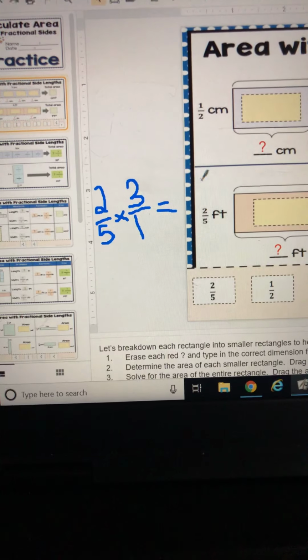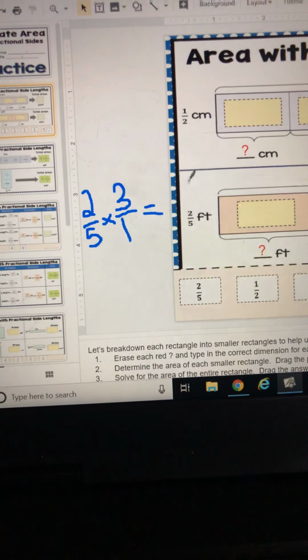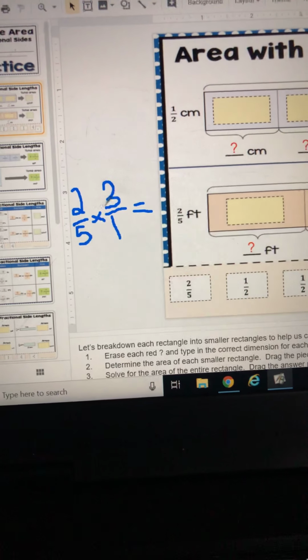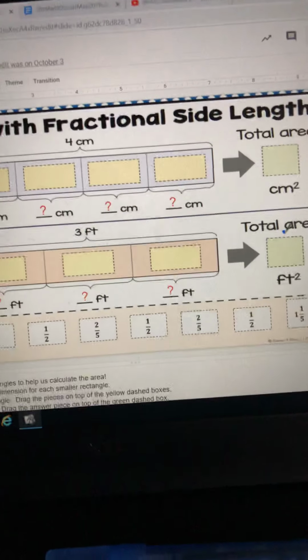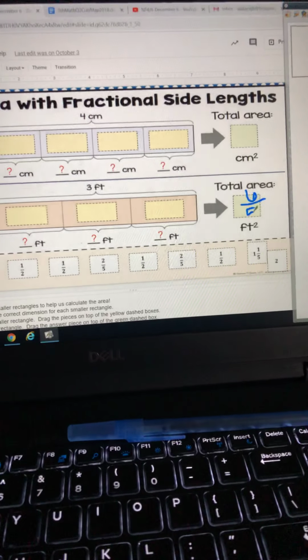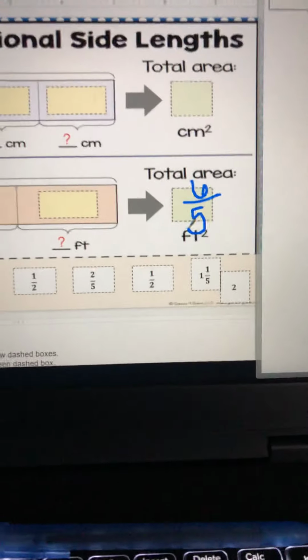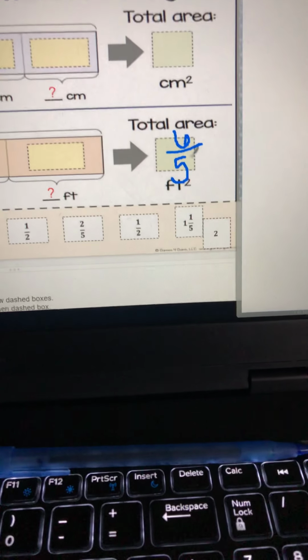So therefore, I'm going to say 2/5 times 3 out of 1. And I'm going to go straight across the top. 2 times 3 is 6, so I'm going to write it over here. Then 5 times 1 is 5. Do we leave it like that, guys? No, it's an improper fraction, so let's reduce it. How many times will 5 go into 6?